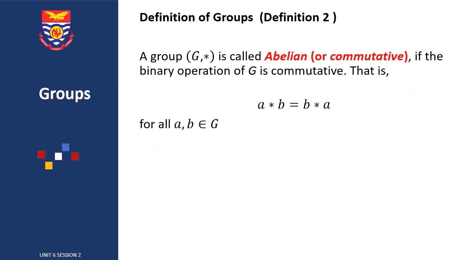Let's look at definition 2 of group. A group (G, star) is called abelian or commutative if the binary operation on G is commutative, or commutativity holds. That is self-explanatory. When we have A operation B equals B operation A, for all A, B members of G, then we say the operation star is commutative and it's an abelian group.